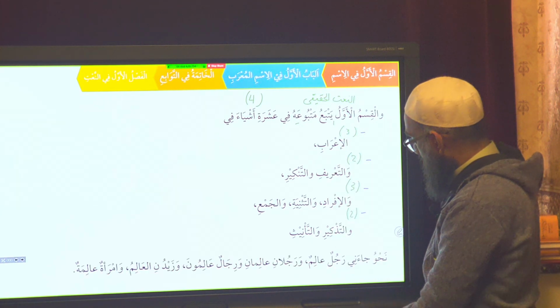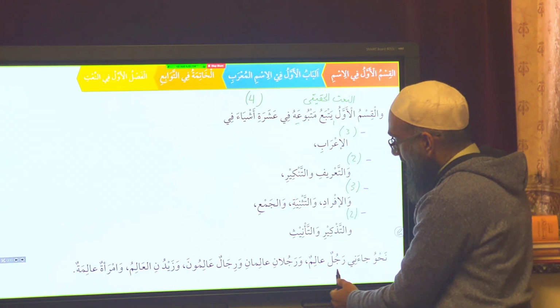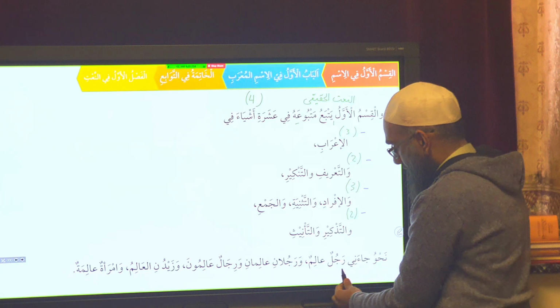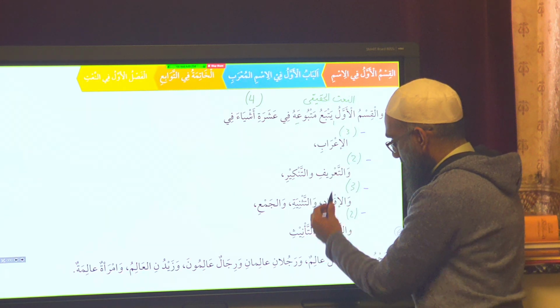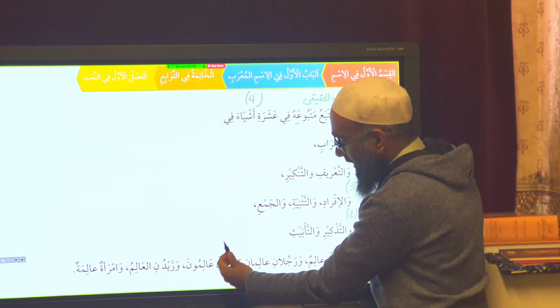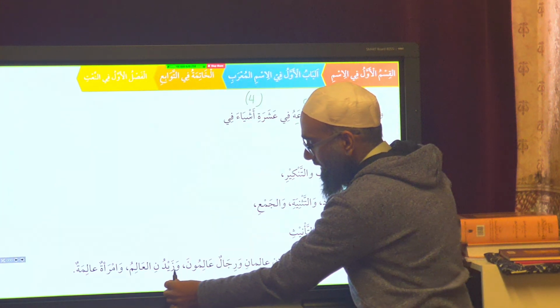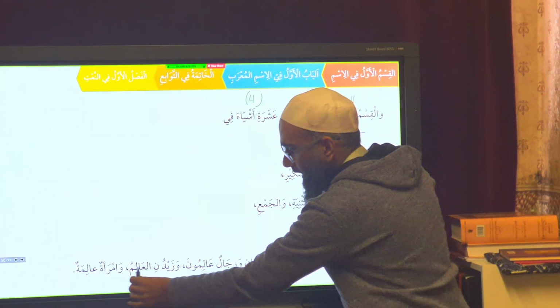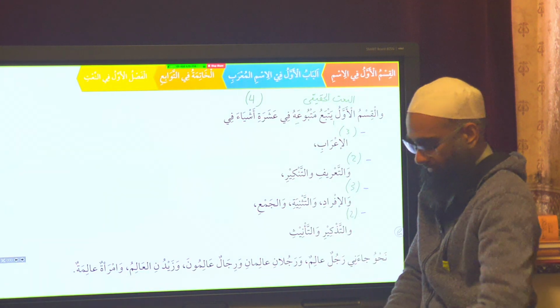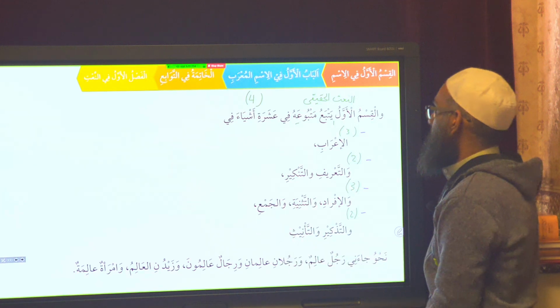Okay, for example, جاءني رجل عالم. So now they match in, I'm not going to analyze it, it's very basic stuff. So رجل عالم, they match in 4 aspects. ورجلان عالمان, they match in 4 aspects. رجال عالمون, زيد العالم, and وامرأة عالمة. Different examples where they match. This is very basic stuff. No need for me to go into detail of each one of these.